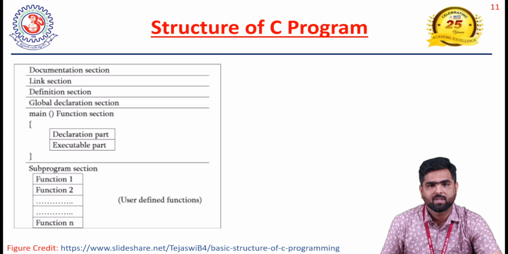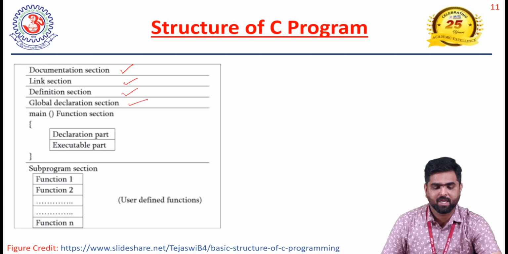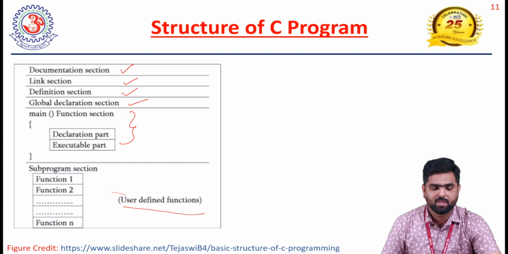Now we will look into the structure of a C program. For each and every programming language, we have a structure. So compulsorily we need to follow the structure when you are programming in that language. When it comes to C language, in the structure of C, we have a documentation section, then a link section, definition section, global declaration section. We have the main function, and we have the subprograms, which we can also call user defined functions. So these are the various sections in the structure of a C program. Now we will go into all these sections one by one.